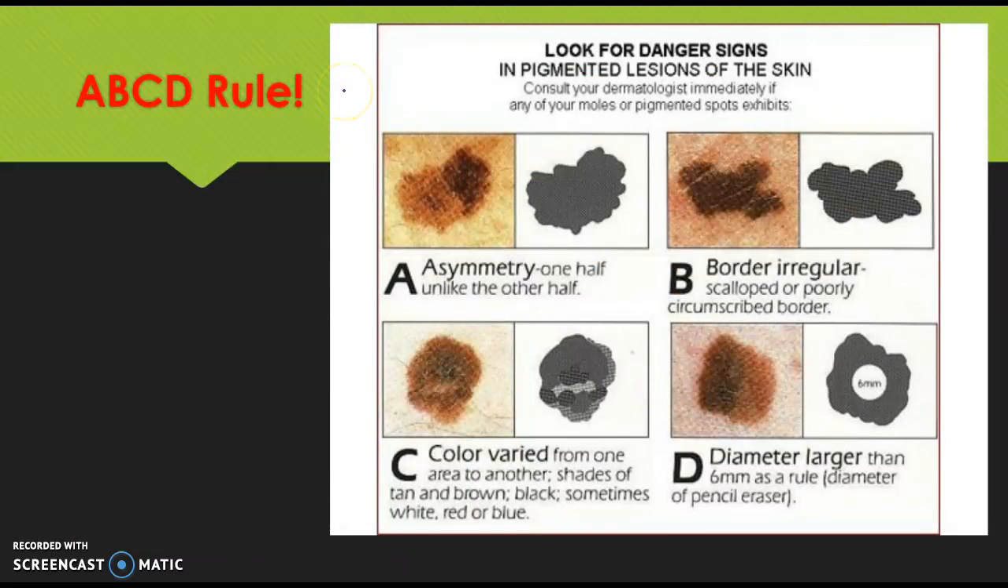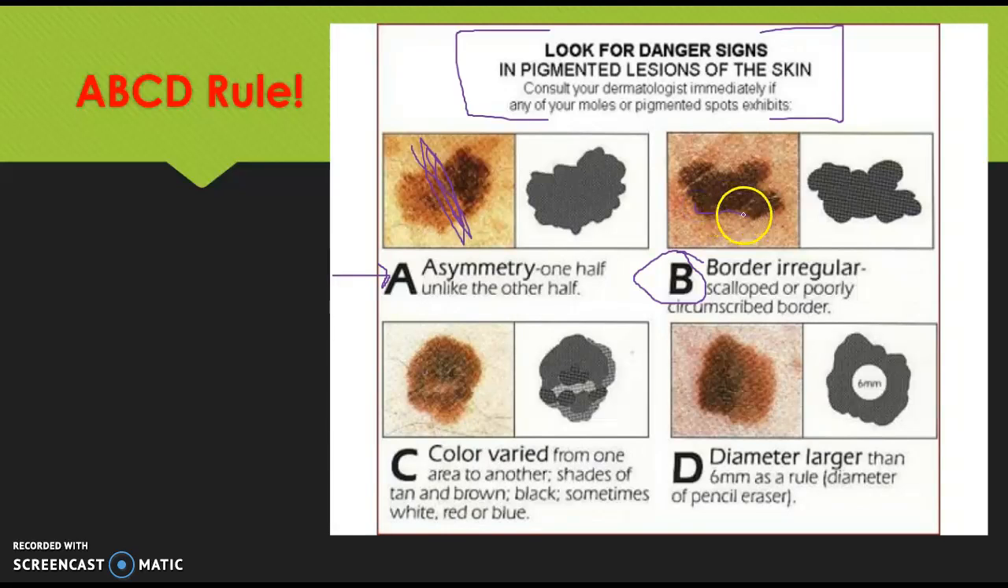Now this is an important chart right here. This is the ABCD rule. This is how dermatologists, and you, when looking over your body, should look for problems. If a mole changes, then there may be an issue. So always look for asymmetry, meaning the mole should be the same shape. As we look here, it's really not, and the two halves look very different from each other in color and in shape.